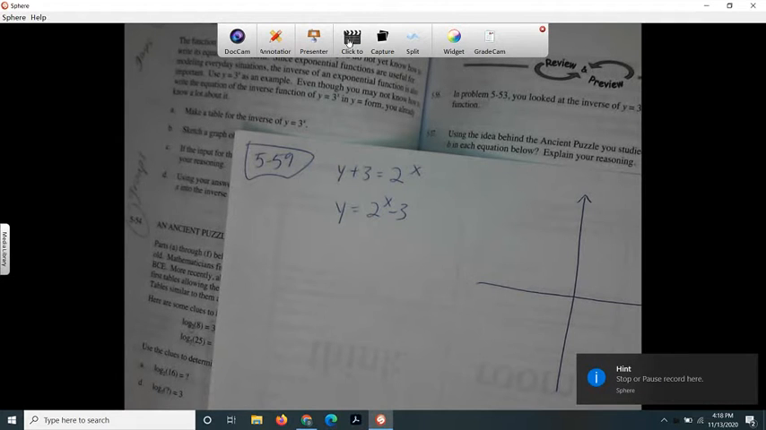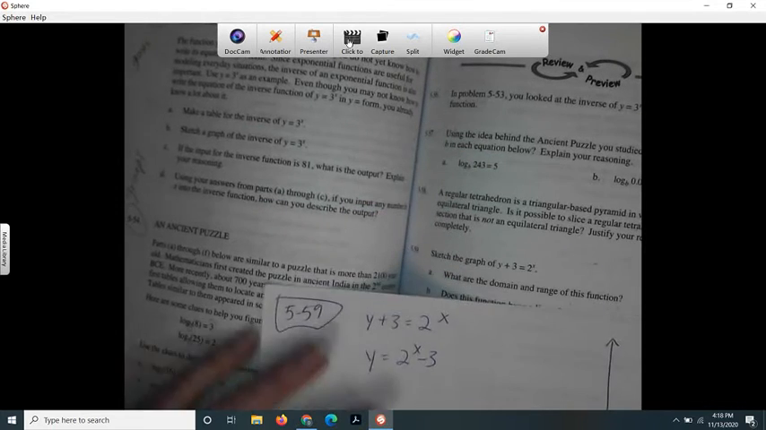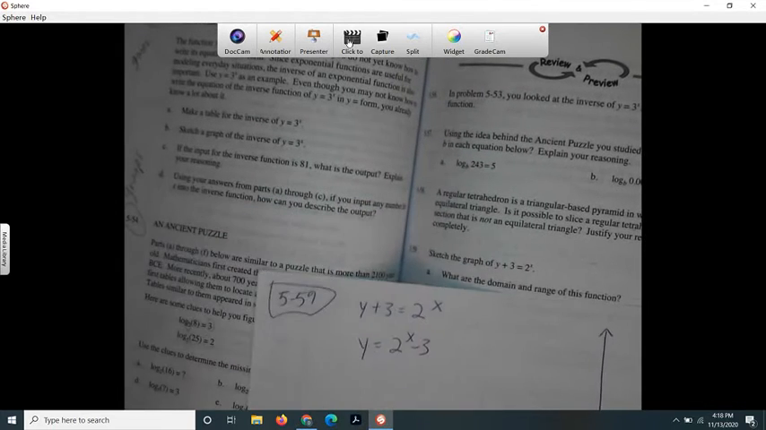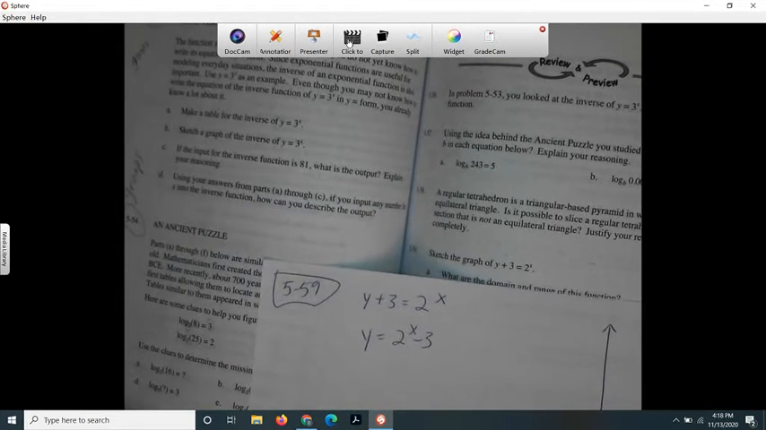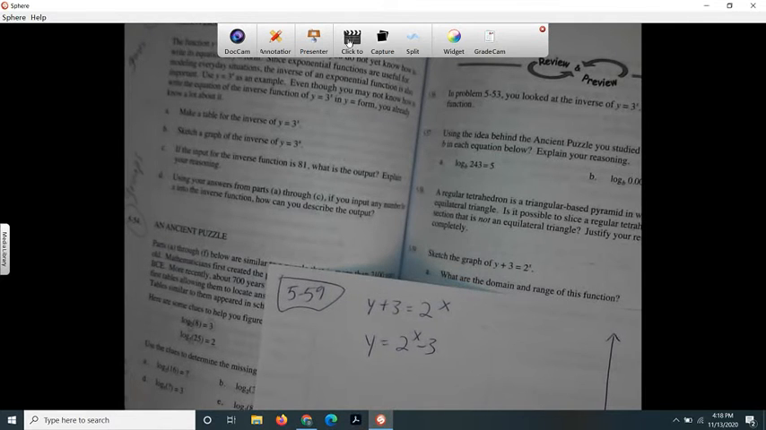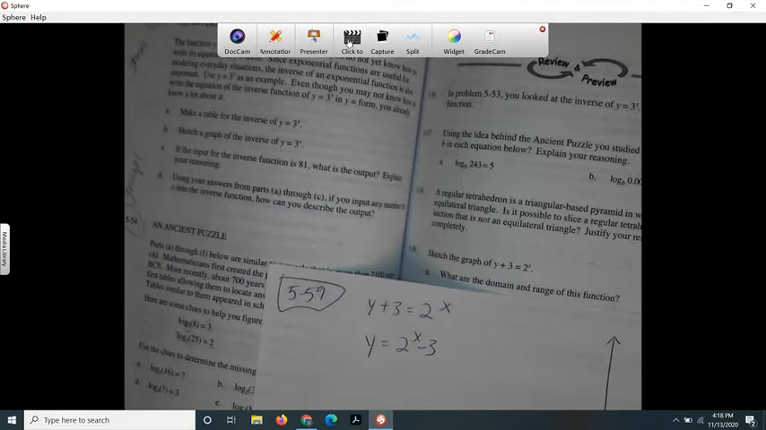This is Integrated 3, problem 5-59. It says sketch the graph of y plus 3 equals 2 to the x. And then letter A, I'm just going to do letter A. It says what are the domain and range of this function?